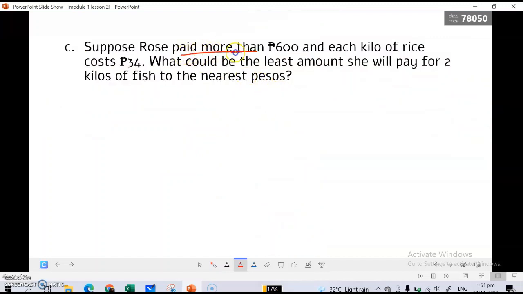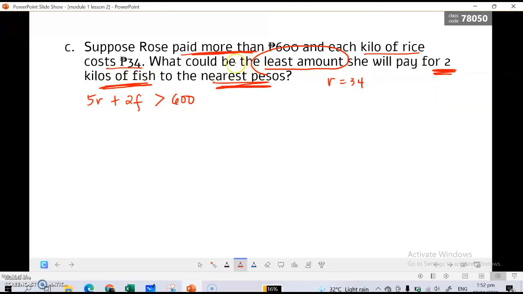Suppose Rose paid more than, so binago naman this time, more than 600. So, from 5R plus 2F less than 600, ngayon gagawin namang more than 600. Tapos yung kilo of rice, ginawang 34. So, R is equal to 34 this time. Ang tanong naman, least amount she will pay for 2 kilos of fish, to the nearest pesos ulit. So, greater than 600. So, ibig sabihin, yung kilo ng isda, pwedeng 1,000, diba? Kasi greater than 600 binayaran niya. Pero ang tanong, yung least amount.